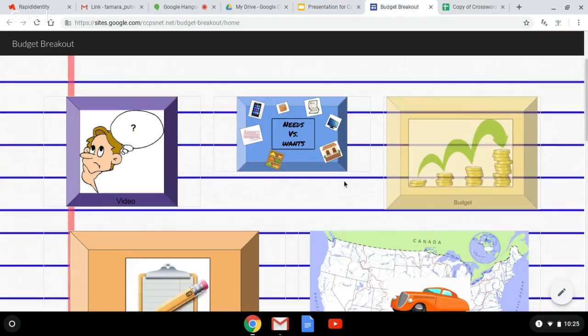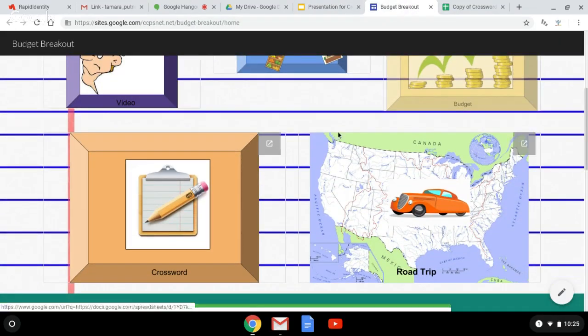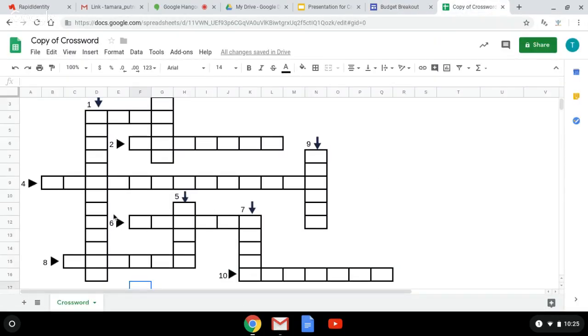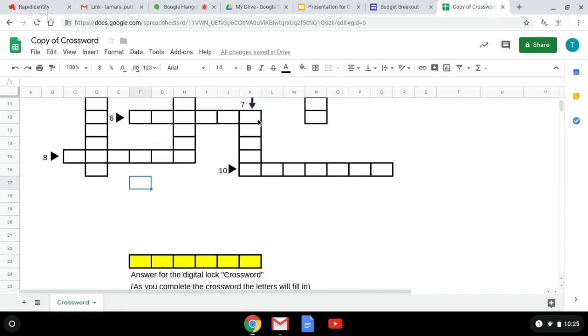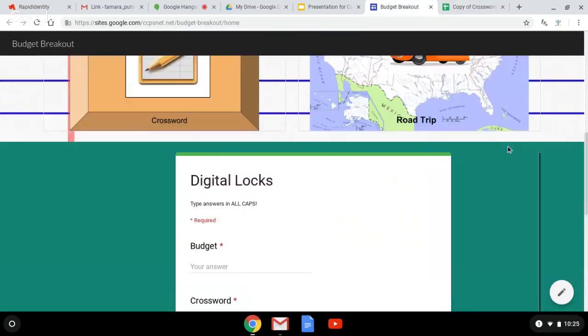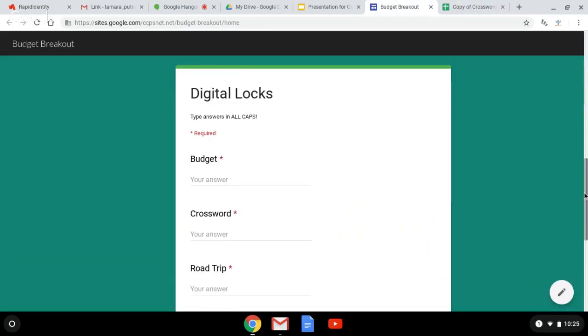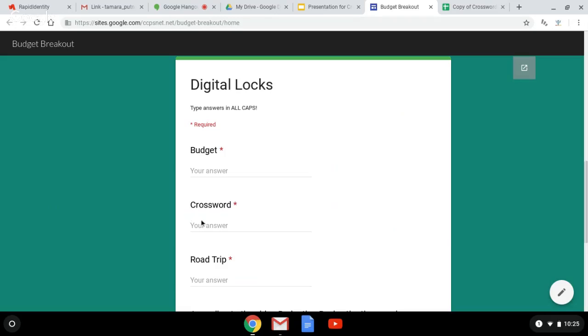If you look at my breakout, I did a crossword, and I will just open that up really quick. You get the basic crossword. I used Google Sheets. As they fill in the answers, they will get a combination down here, which they will put in for their digital lock for crossword.